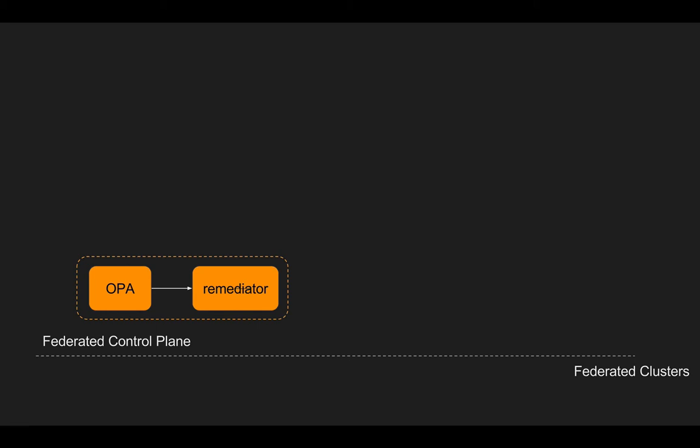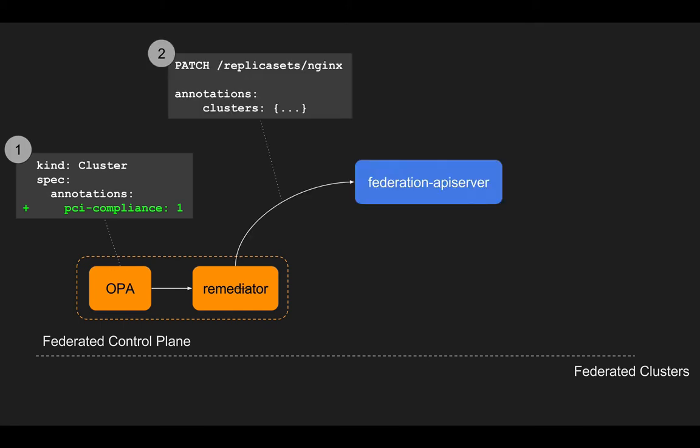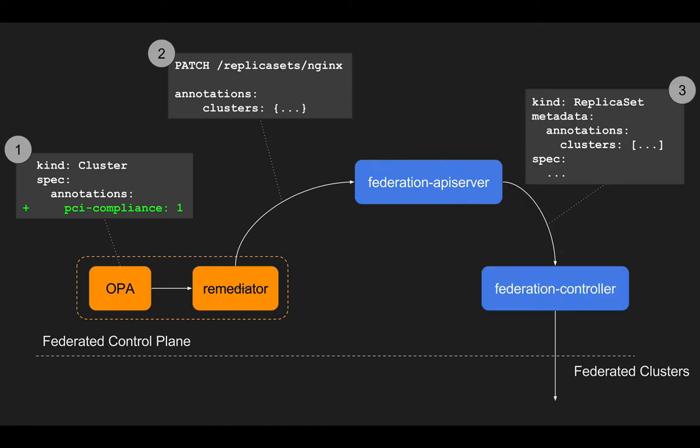To ensure that replica set placement converges with the desired values from policy, we've built a small remediation component on top of OPA. The remediator watches for changes to the annotations on resources of selected types. Whenever the policy or state of the world governing replica set placement changes, the remediator is notified by OPA and takes action. In this case, the remediator simply updates the annotations on the replica set in the Federation API server. This way, the Federation controller gets notified and reschedules the replica set normally.